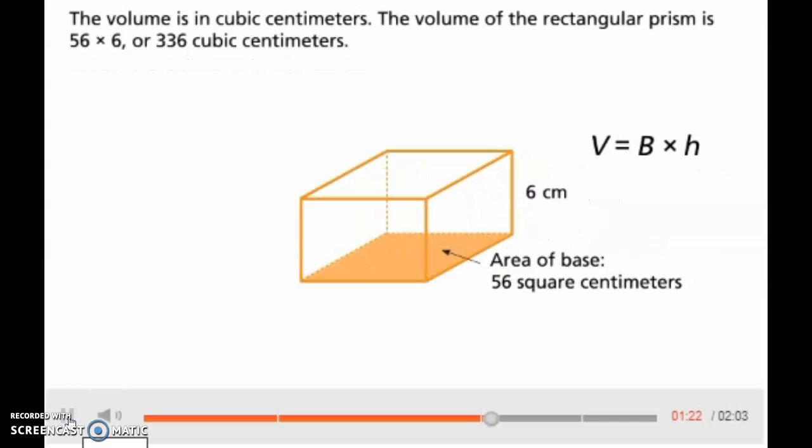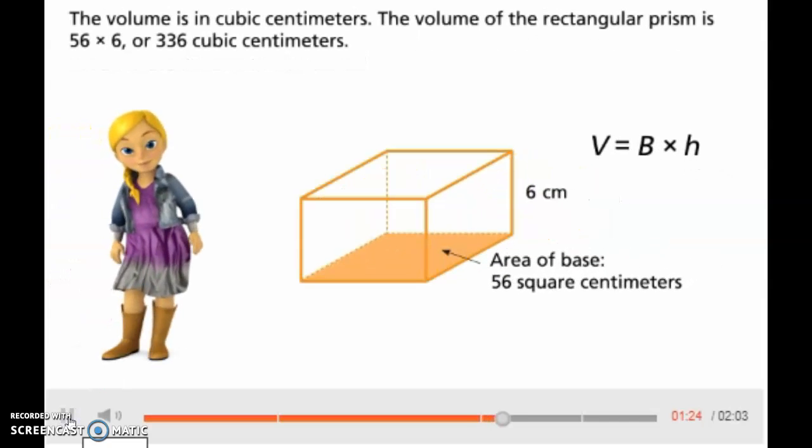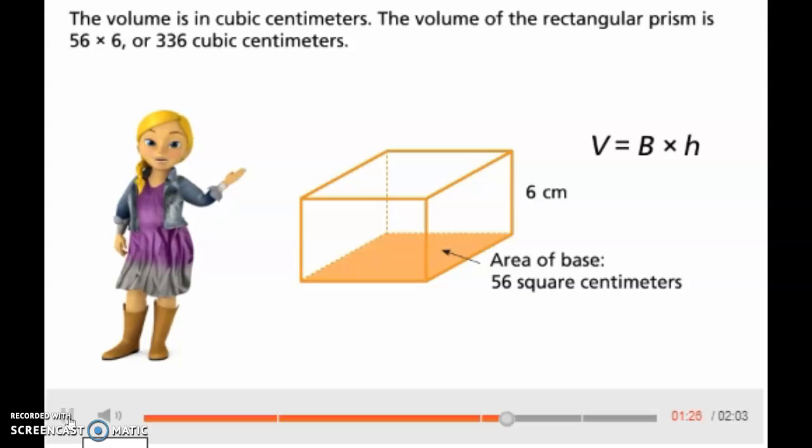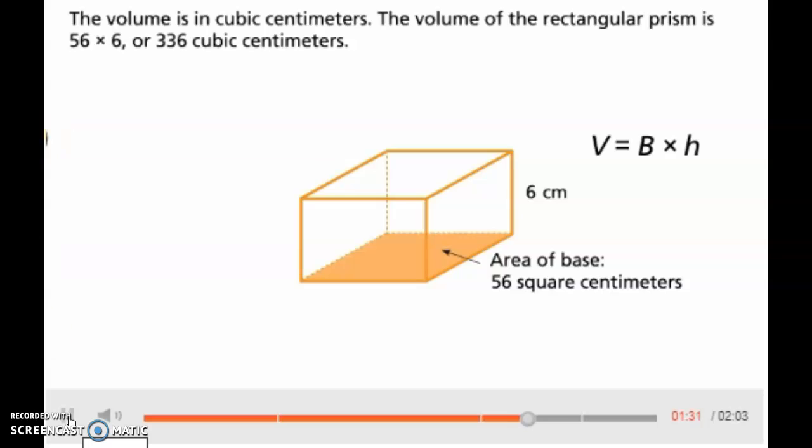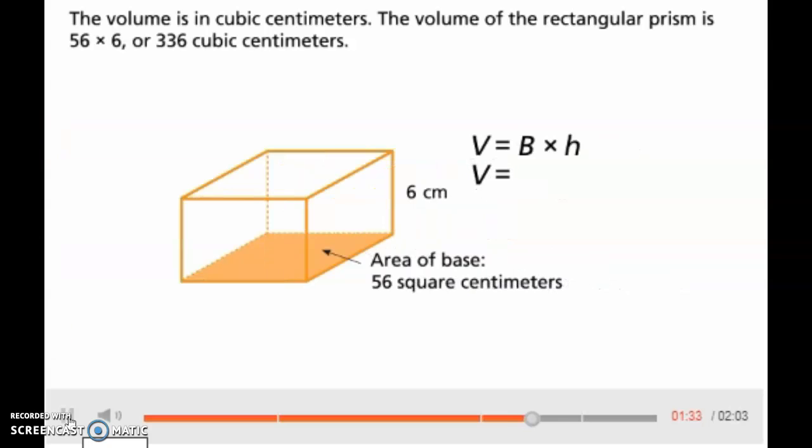The volume is in cubic centimeters. The area of the base is given, so you don't need to calculate it. The volume of the rectangular prism is 56 times 6, or 336 cubic centimeters.